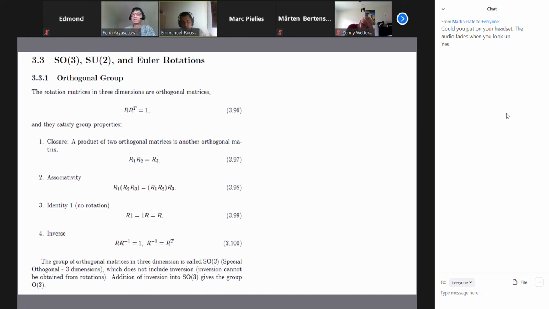Is inversion a parity transformation? Yeah, that's right. You change the coordinate from R to minus R. And the point is that it cannot be obtained by rotation. So rotation here means a rotation of a solid object, a rigid body.